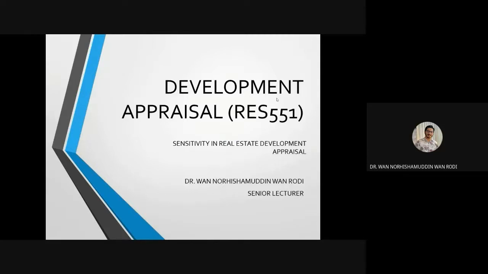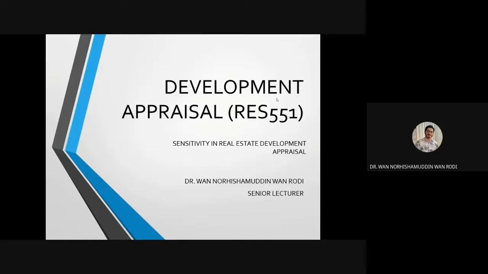So as for today, I would like to share with you the lectures on the sensitivity in real estate development appraisal. Apart from this topic, we have already learned from previous week in regards to the cash flow approach in development appraisal, whereas we are going to use several methods. And then apart from conducting development appraisals in determining the viability and profitability of the developer's profit, we are also going to analyze and delve into the sensitivity and risk analysis.